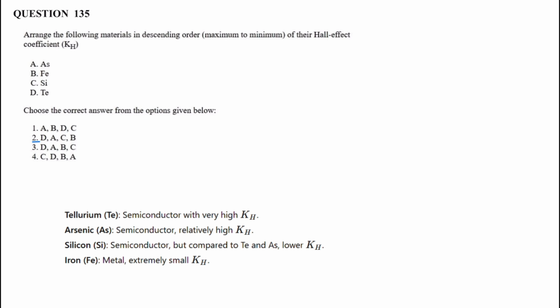In the decreasing sequence of Hall coefficient KH, tellurium has the highest Hall coefficient in the given list, and it is minimum for metal, that is iron. So the correct answer is tellurium greater than arsenic, greater than silicon, greater than iron. That is D greater than A, greater than C, greater than B. Correct answer is option 2.